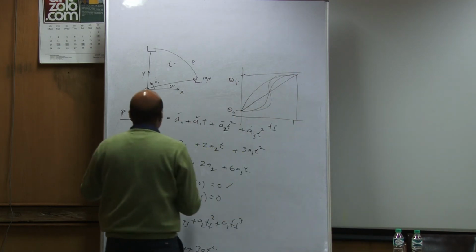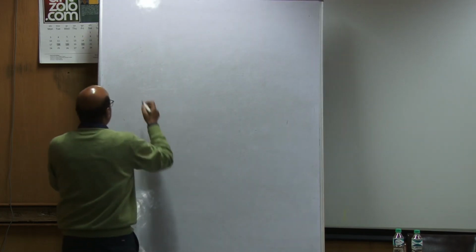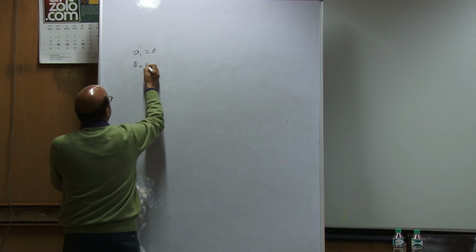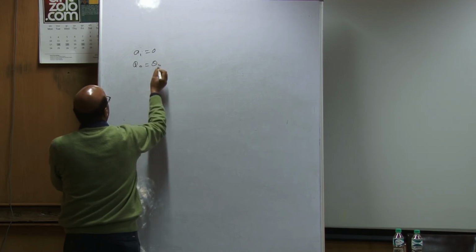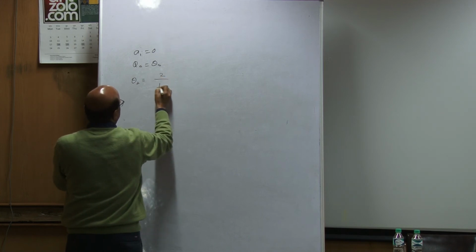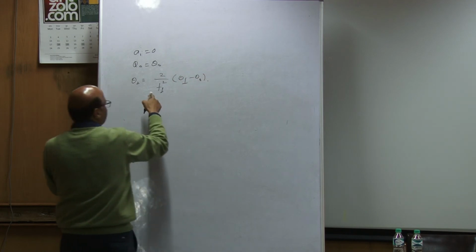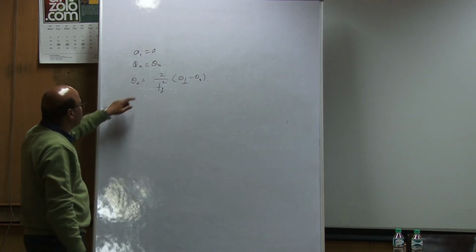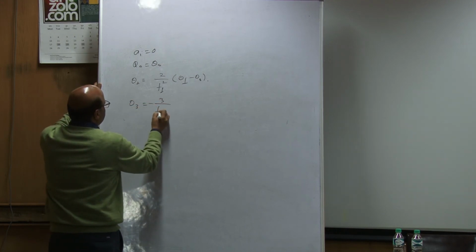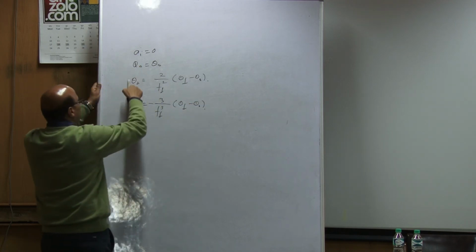So if I solve them, I can find the values of A0, A1, A2, A3. If you solve it, then A1 is equal to 0, A0 is equal to theta naught, and A2, as far as I remember, is 3 by Tf squared times (theta f minus theta naught). Okay, this is solved in Craig. You can have a look. I don't remember the exact expression, but it comes out something like this: A3 is minus 2 by Tf cubed times (theta f minus theta naught). These are the values of those four constants.